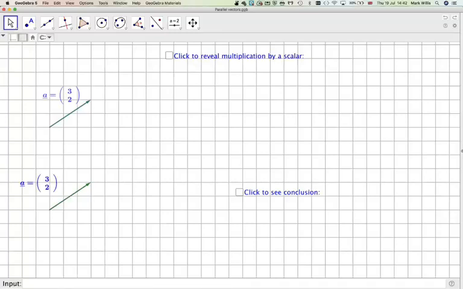Hi, in this video we're going to look at what happens when we multiply a vector by what's known as a scalar, by a number. So here I've got a vector (3, 2), so that means 3 along, 2 up. Now I'm going to click here and we're going to get different results by multiplying this vector by different numbers.